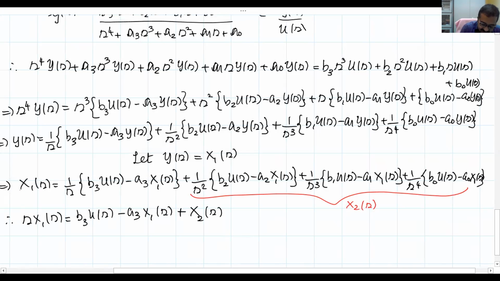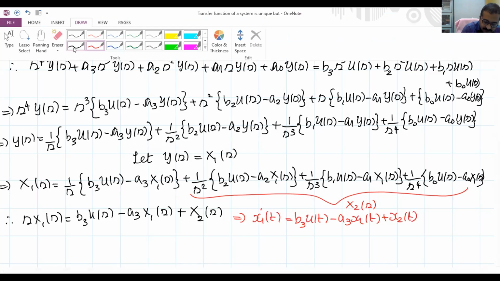Okay, so you get s x1 of s is equal to b3 u of s minus a3 x1 of s plus 1 by s into blah blah blah plus 1 by s square into blah blah blah plus 1 by s cube into blah blah blah. Okay, so x2 of s will be 1 by s into blah blah blah plus 1 by s square into blah blah blah plus 1 by s cube into blah blah blah. Okay, so from here I will get what? x1 dot t equal to b3 u of t minus a3 x1 of t plus x2 of t.